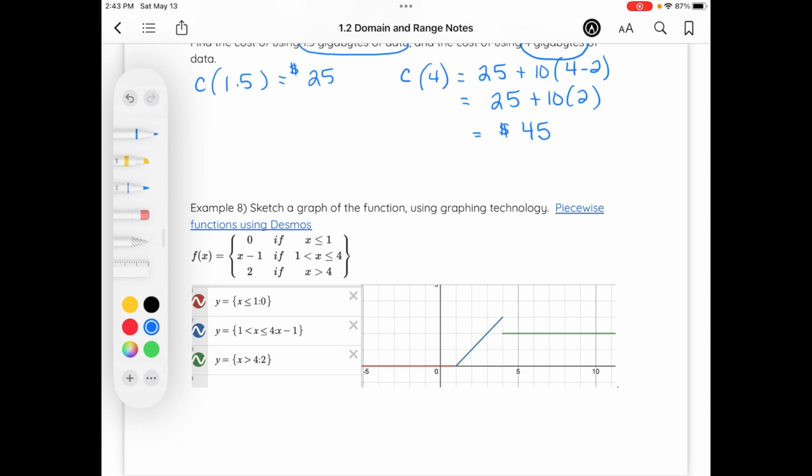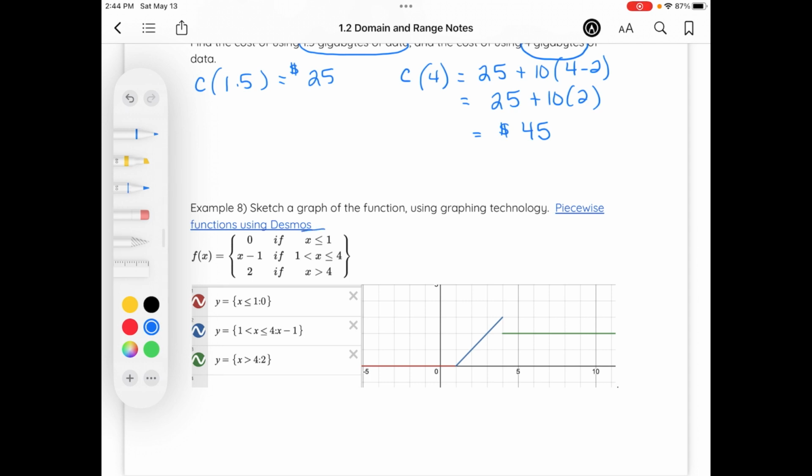In example 8, it's asking us to graph the function using graphing technology. I have a hyperlink located in your blank notes that you can click on that shows you how to write a piecewise function into Desmos.com. However, I did graph this and I have a screenshot on how you enter it in, just as a quick reference here. So you need 3 lines in Desmos, 1 for each equation, and it's kind of written backwards.